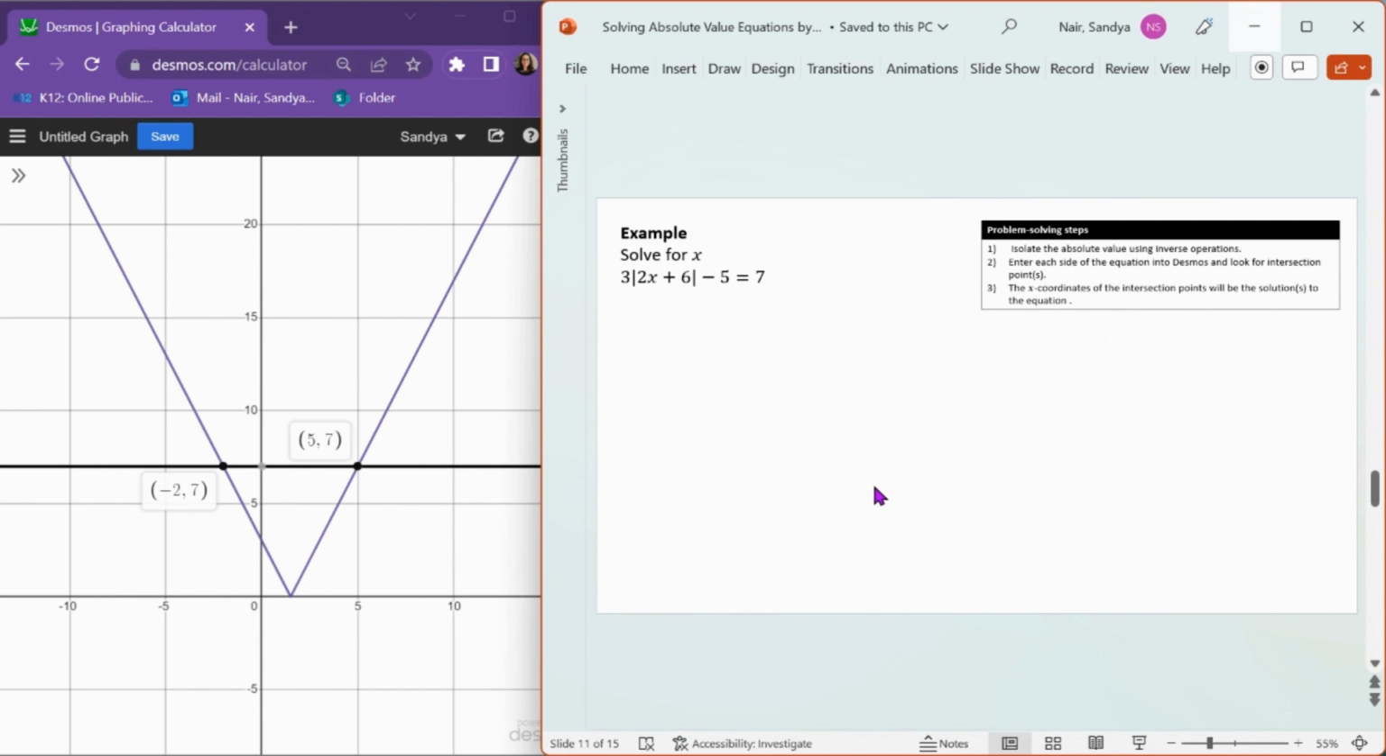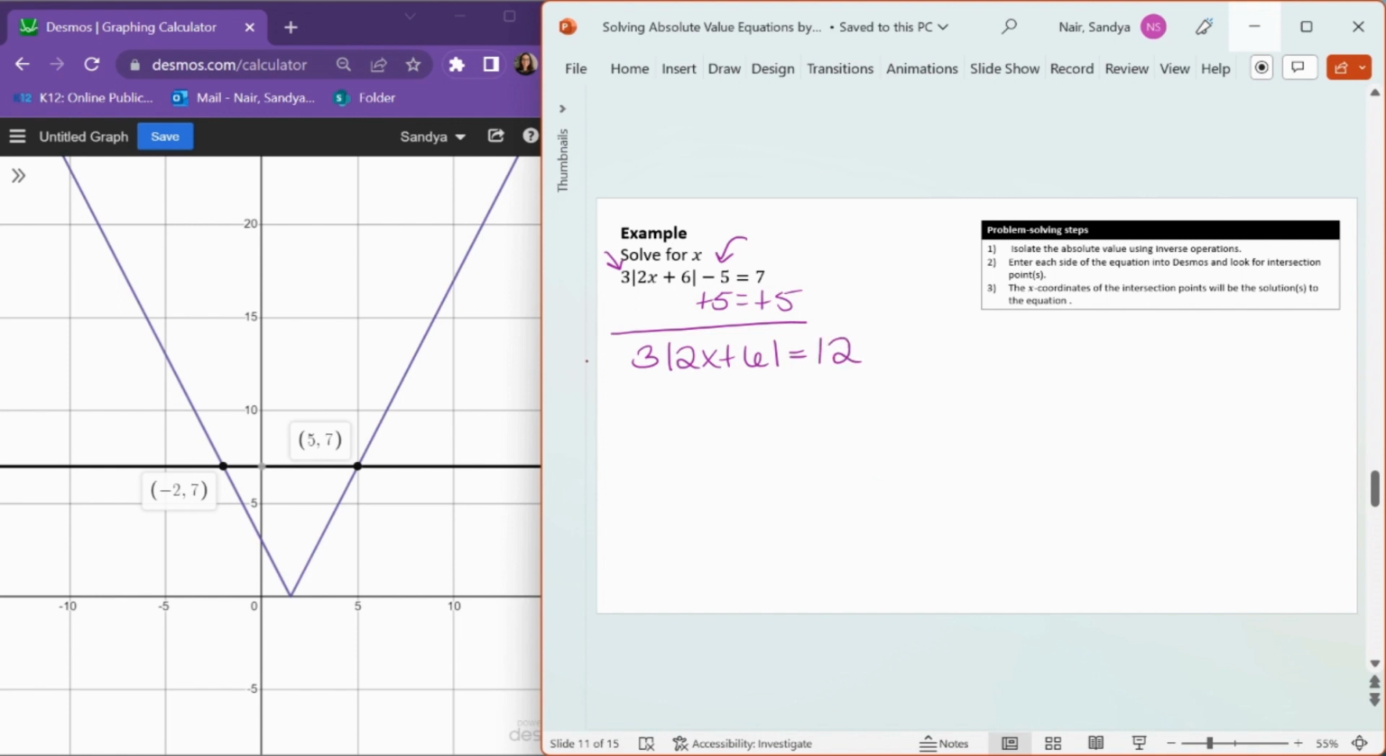So now let's try this example. So once again, we have a situation where the absolute value is not by itself, so we need to do that first. So notice that it's not by itself because I have this 3 and I have this minus 5. So remember, when we're solving equations, generally we want to do the add or subtract before we do the multiply or divide. So I'm going to start off by adding 5 to both sides of this equation, and that's going to give me 3 times the absolute value of 2x plus 6 equals 7 plus 5, which is 12.